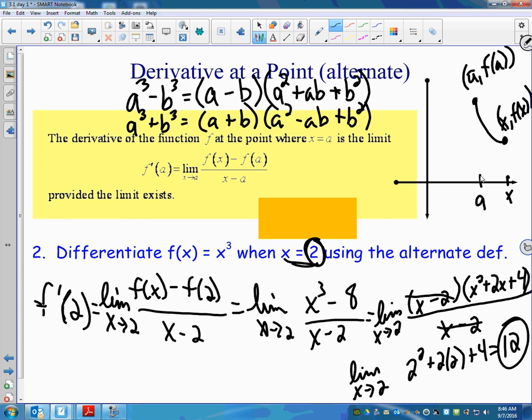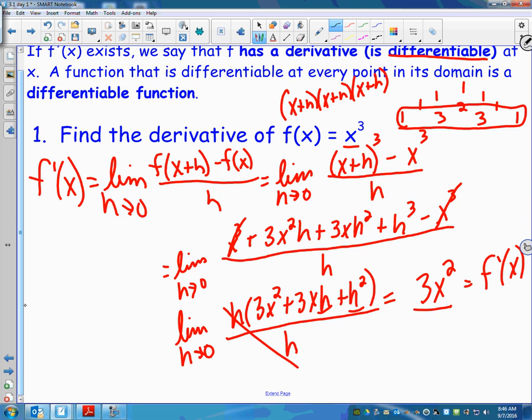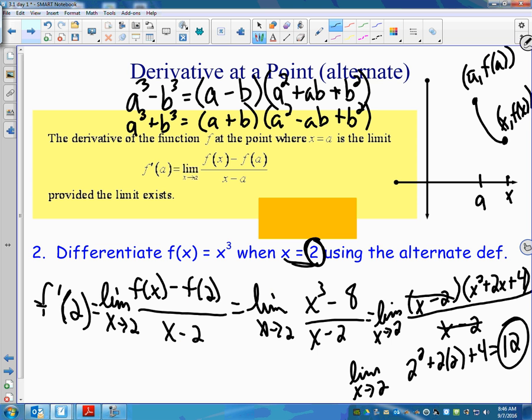Just to show you really quick, if we went back to the one we just did over here, the answer that we got was 3x squared. If we plug 2 in there, just to show you, we also get 12 that way. It's the same thing. That's why I don't care which one you do, but I just want to show you this one, especially since it was in this.